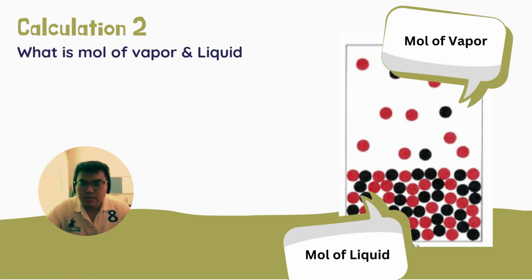Before we proceed to the calculation part, we have to understand what mole of vapor and liquid are. Mole of vapor is like the mixture of two or three components of the same physical properties which are in vapor, and then they mix together, they sum together to get the mole of vapor. And the same goes for mole of liquid.